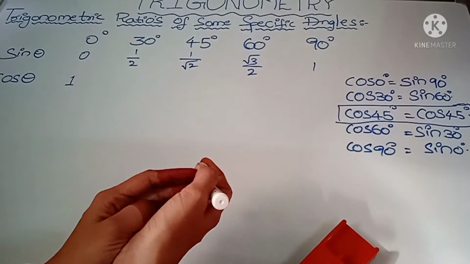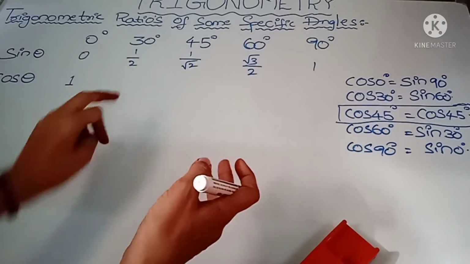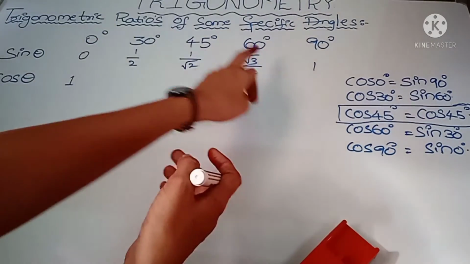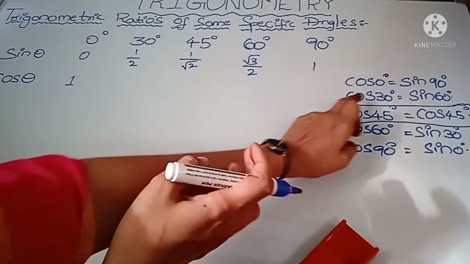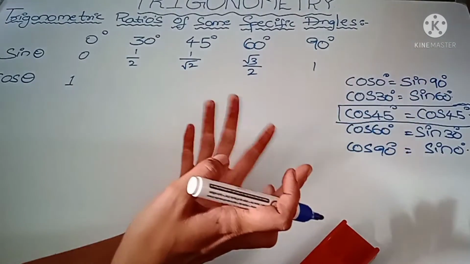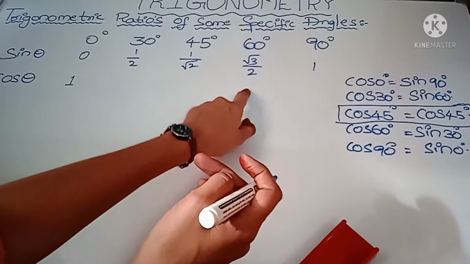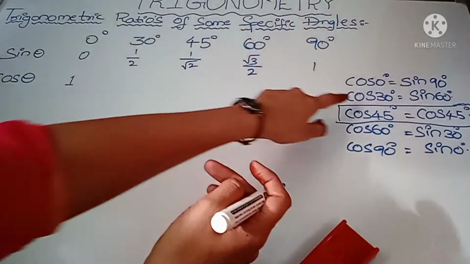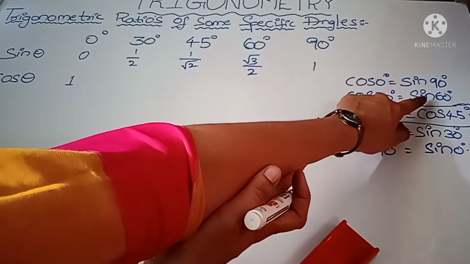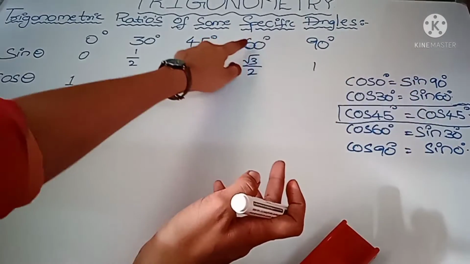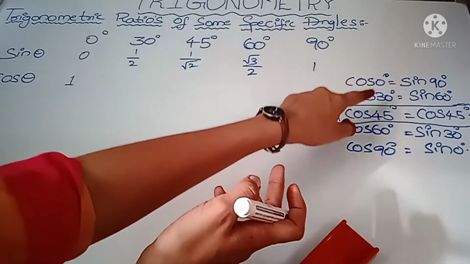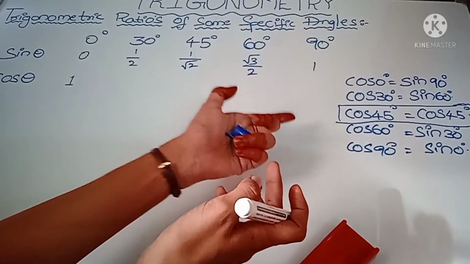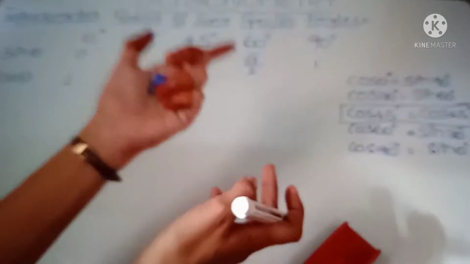Sine theta. Okay. See, next, cos 30. The value of cos 30 is equal to sine 60. What's the value of sine 60? Root 3 by 2, isn't it? Now, what I said, cos 30 degrees is equal to sine 60 degrees. What's the value of sine 60? Root 3 by 2. Then what's the value of cos 30? Nothing but it is also root 3 by 2.